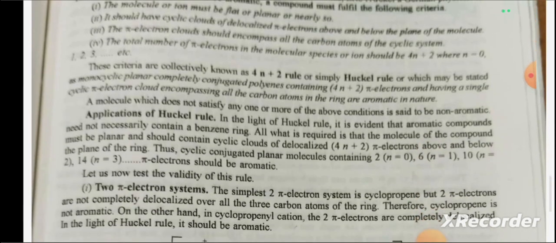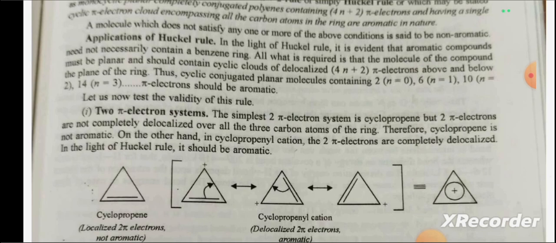In the light of Huckel's rule, aromatic compounds need not necessarily contain a benzene ring. All that is required is that the molecule must be planar and should contain a cyclic system and delocalized pi electrons above and below the plane of the ring. The cyclic conjugated planar molecules containing 2 for n equal to 0, 6 for n equal to 1, 10 for n equal to 2, and so on up to pi electrons.